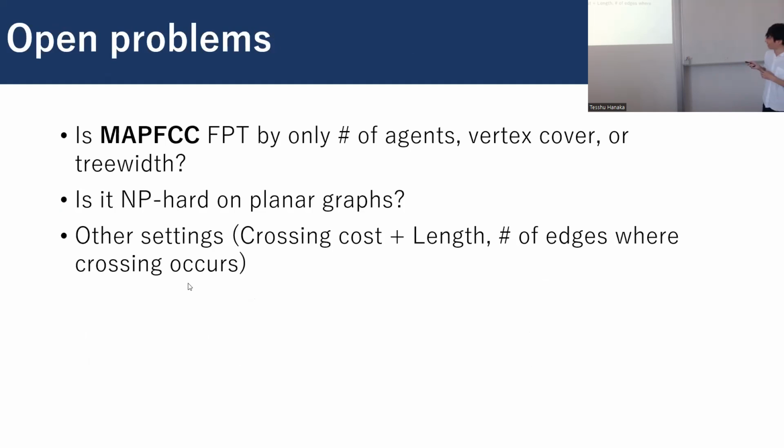And so yeah, I skipped the FPT algorithm, but instead I introduced some open problems. One open problem is whether this problem is FPT or not by only the number of agents, or only vertex cover, or tree width. This is one of my big questions. Also, another question is NP-hardness on planar graphs and other settings. Okay, I have additional slides, but it's okay.